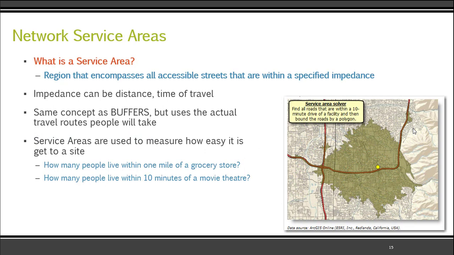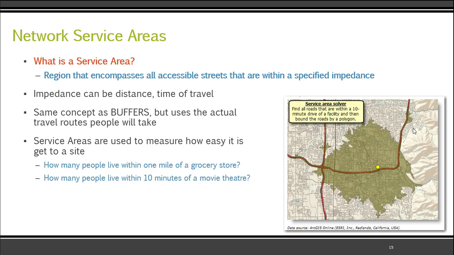So let's talk about this concept of service areas. A service area is defined as a region that encompasses all accessible streets that are within a specified impedance. And remember, impedance can be either travel time or travel distance. This is the same concept as buffers, in that it's looking from a location and looking out a defined amount of something. But instead of a defined amount of straight-line distance, as with a buffer, your defined amount here is travel time or travel distance.